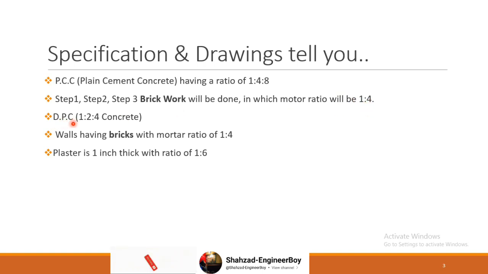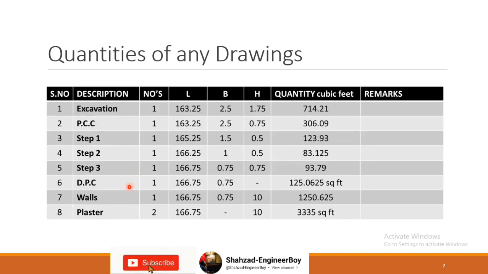Now it's coming DPC, damp proof course. I have taken that I am using concrete as a damp proof course of 1:2:4. If you have studied the building construction drawing subject, definitely you will know about DPC and the different materials. Some people use sheets, some use asphalt, some use concrete, some use other different materials. If you have studied building construction drawing, BCD, you will know much more about DPC. Now our drawing specification gives us that the DPC is of concrete. We will be finding out how much sand, cement, and aggregate will be required.